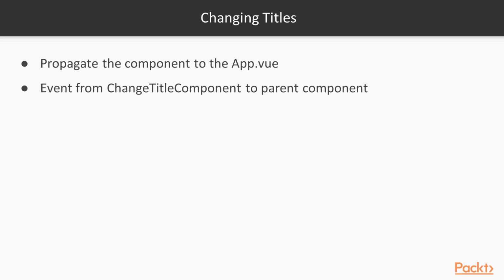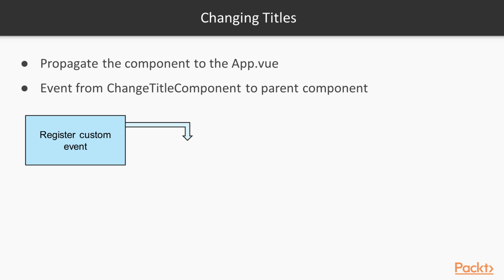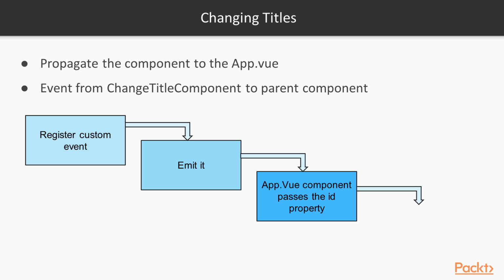Sounds difficult, but actually, we just need to register our custom event in both ChangeTitle component and its parent and emit it until it reaches the app component. The app component should handle this event by applying the change to the corresponding title. In order for app.vue to know exactly which shopping list is being changed, its child shopping list component should also pass the ID of the shopping list that it represents.